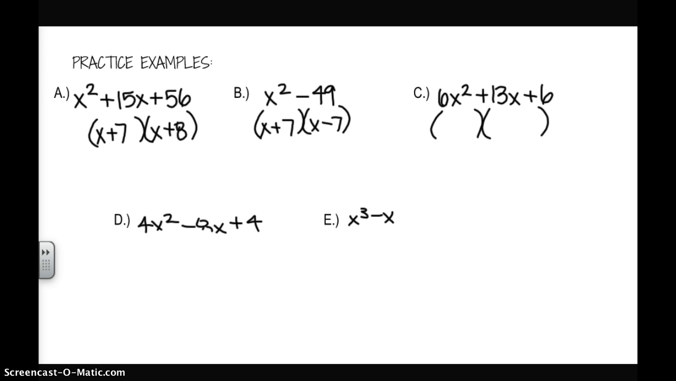How did you do? Hopefully in the first one you go, yep, I got my x's placed down because I know that x and x is how I'm going to make my x squared. Then you go, okay, what's going to make a 56 when I multiply, but a 15 when I collect my like terms? In the second one, difference of squares. Hopefully you nailed that. Let's go to the third one.